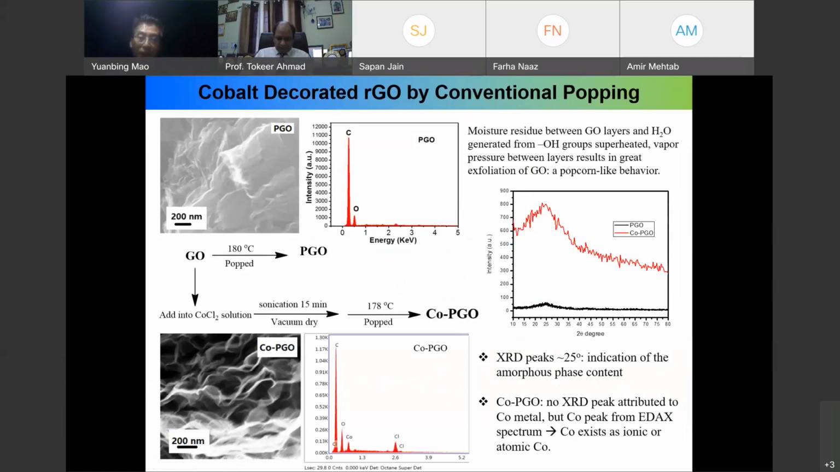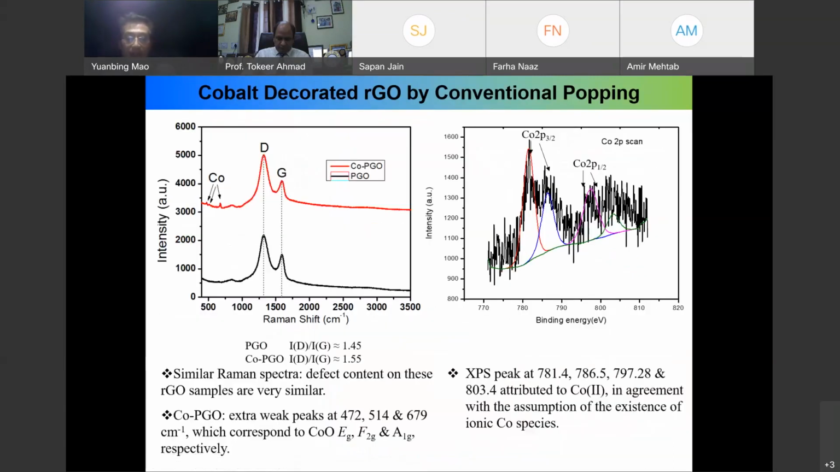So you don't see metal, cobalt in it. And then this sample is the cobalt-doped graphene oxide. So you see cobalt peaks here, right, from the EDX data. Again, from the XRD, we see a peak here, so we know that the samples are amorphous. Then we did the Raman, and you will see that these two samples, these values are quite close, right?